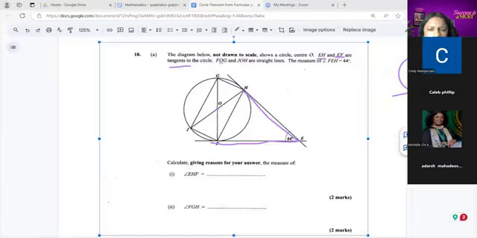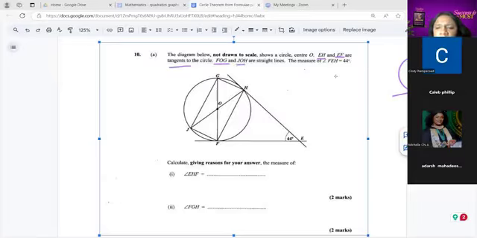And they're also saying that FOG, where's FOG? Okay, I need to erase some. FOG, that's from here to there, and JOH are straight lines. Okay, so I'm seeing some stuff going on. I don't know if you all see what I'm seeing, but we shall see.